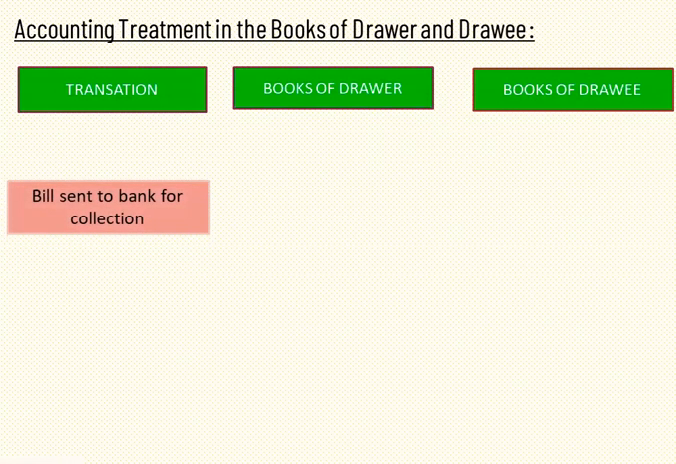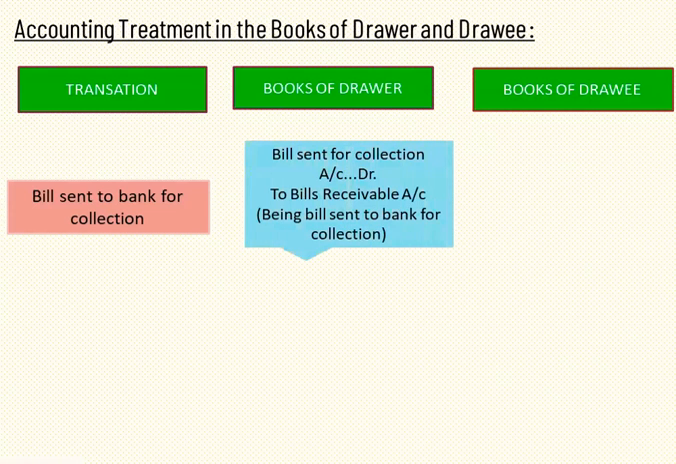First, bill sent to the bank for collection. When the goods are sold on credit and the bill is accepted, after that the third entry is bill sent to the bank for collection. Now see the entry in the books of the drawer. Bill sent to the bank for collection account debit to bills receivable account. In this case we have to mention bill sent to the bank for collection account. Why? If we just mention bank account, it may mean the business bank account, and that is the reason we have to write bill sent for collection account. Or students may write bank for collection account, that will do.